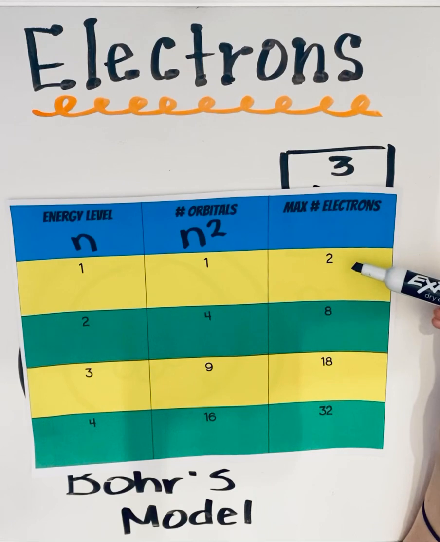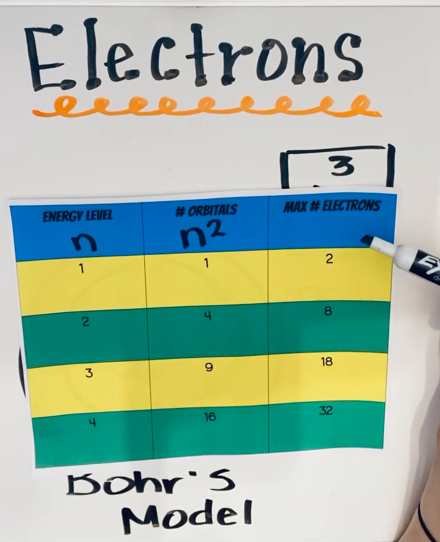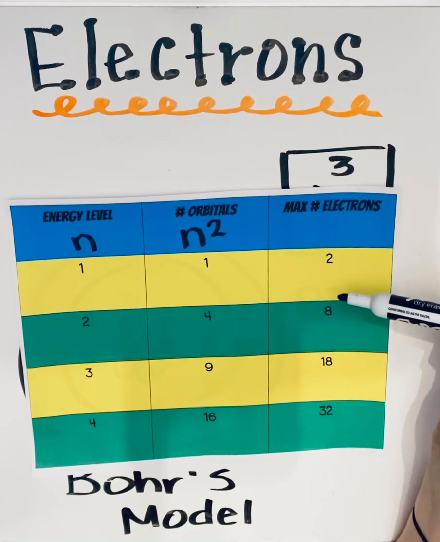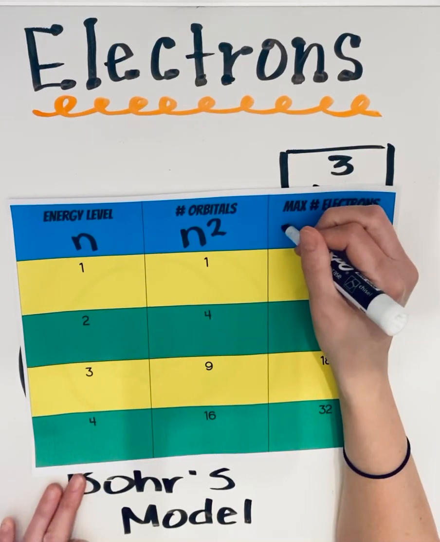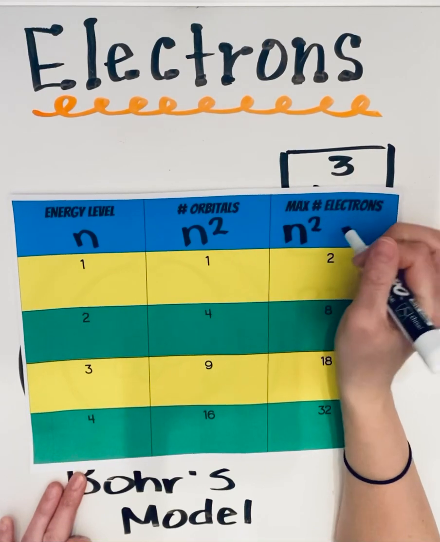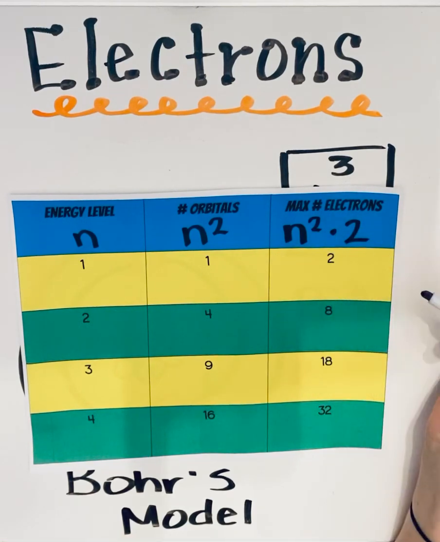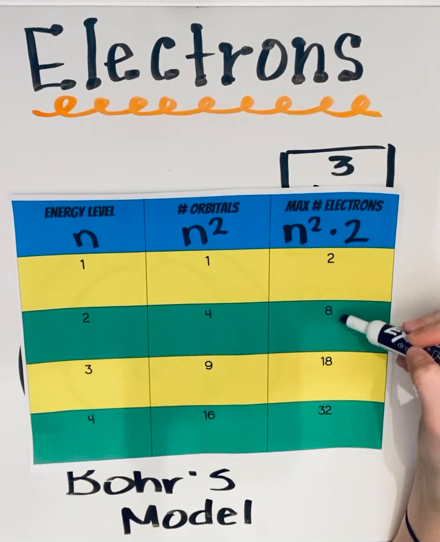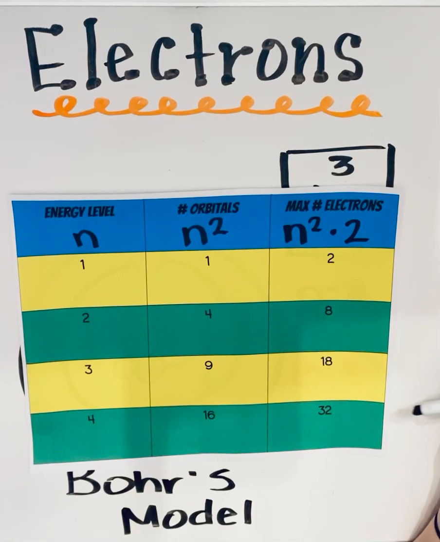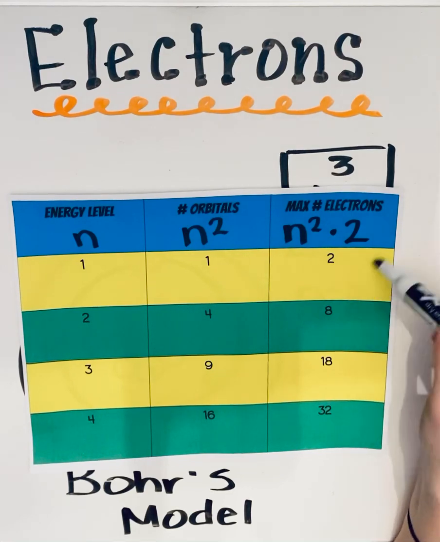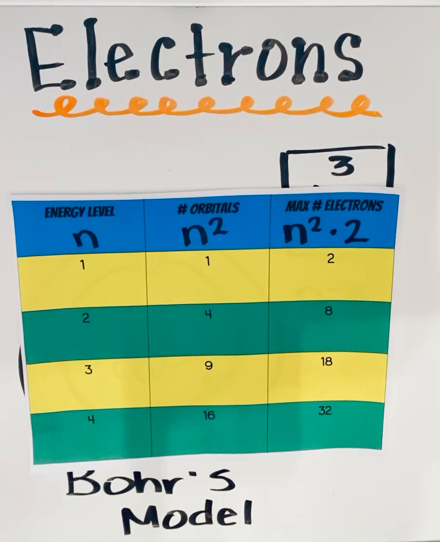So then, in order to figure out how many people can fit on each floor, or how many electrons can fit in each energy level, you're just taking this number and multiplying it by 2. So we're going to do n squared times 2. That's really the formula that you need to figure out how many electrons can fit on each energy level, or how many people can fit on each floor of the hotel. So we'll apply this formula to do a new example to help you out.